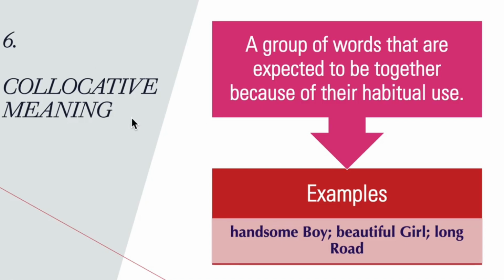Next, collocative meaning. A group of words that are expected to be together because of their habitual use. Examples: handsome boy, beautiful girl, long road. Actually, collocative meaning is that there are certain words which go with certain sets of words. For example, normally we say handsome boy, we don't say beautiful boy. So handsome normally goes with the word boy. Beautiful girl, long road. So we call it collocative meaning. That is why we say that certain words are expected to be together because of their habitual use.